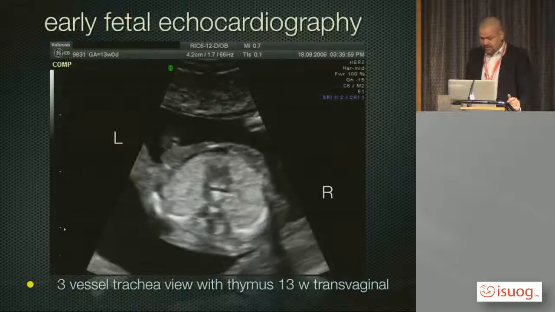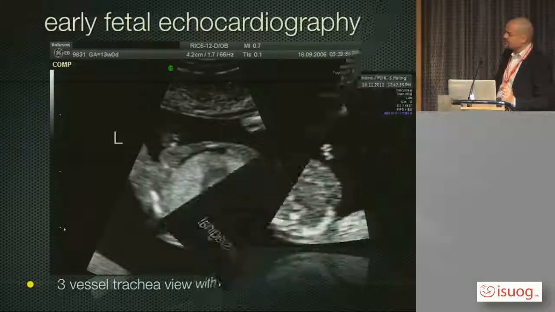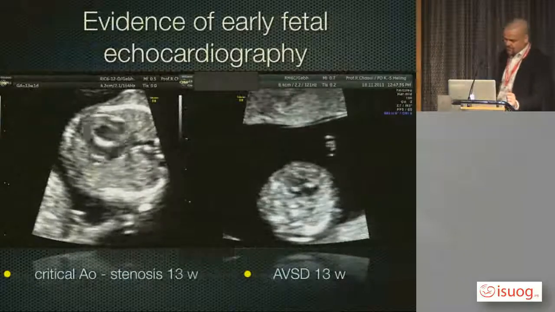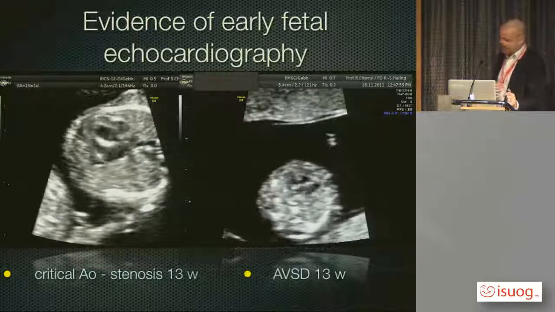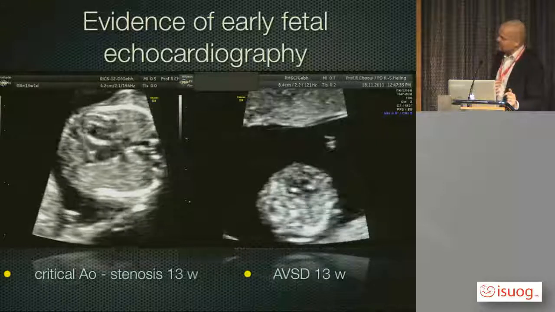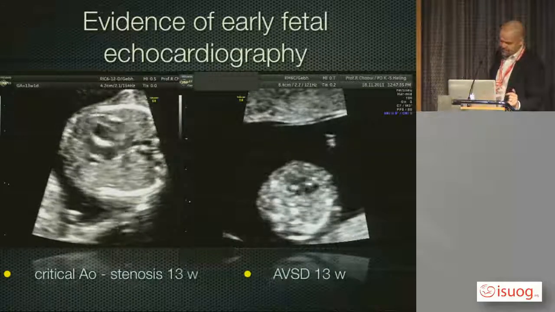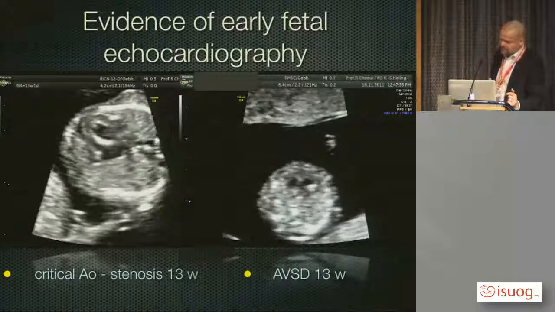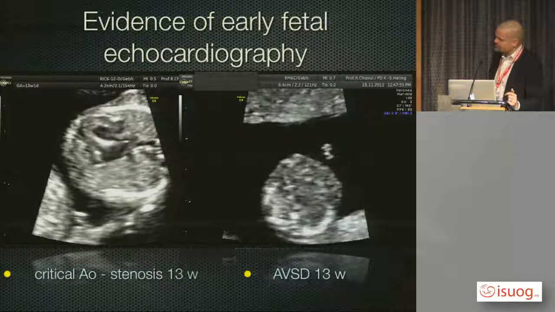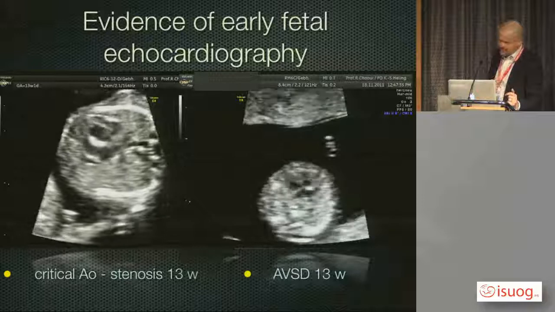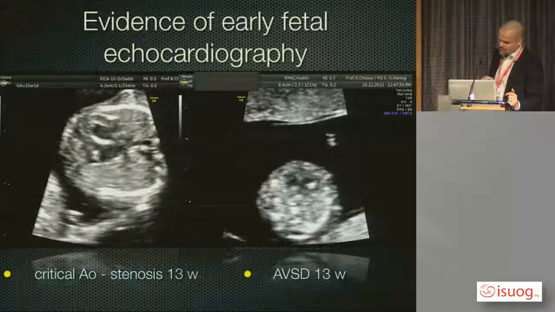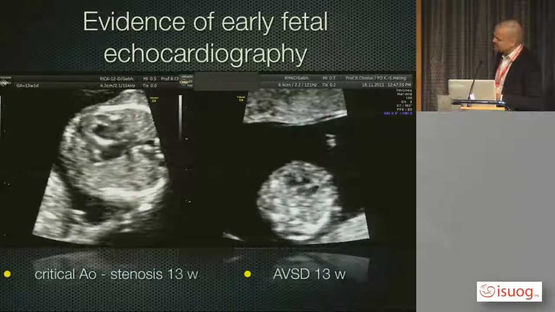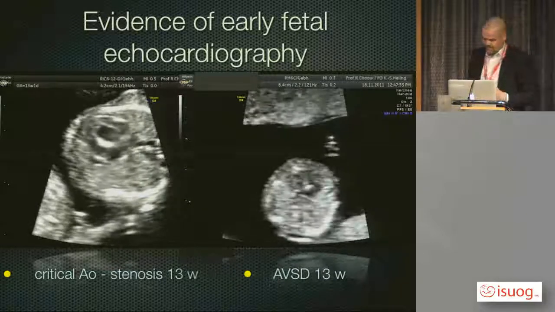We are able to detect heart defects in early pregnancy. On the left side, you have a critical aortic stenosis with 13 weeks, with no contractility in the left ventricle, and later the fetus developed hypoplastic left heart syndrome. And on the right side, you see a typical example of an AVSD with the AV valves in one plane. There is no gap between the mitral valve and the tricuspid valve.